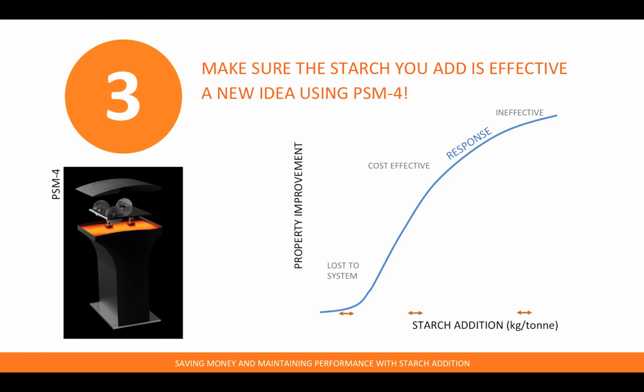Here's a new idea using the PSM4. Because we measure continuously, we can put tiny changes into starch addition levels and measure whether we have sensitive increases in property from that. Using this, we can tell whether we're in the ineffective, the cost-effective, or the loss to the system part of our starch addition. That means we can continuously monitor and trim our starch addition to be the most cost-effective that we can have.